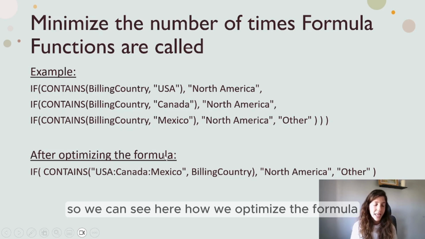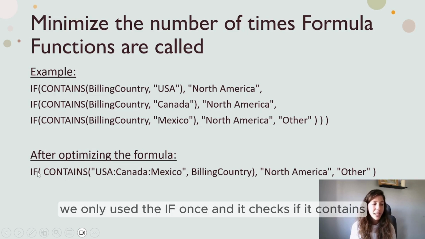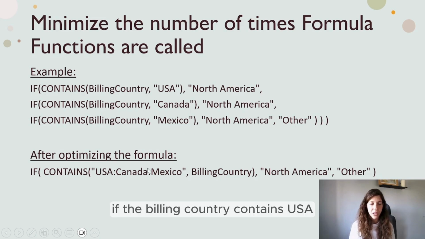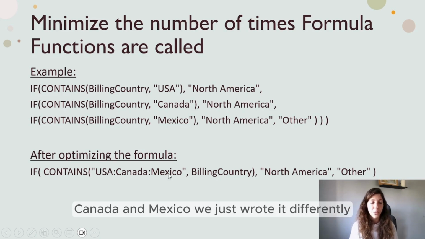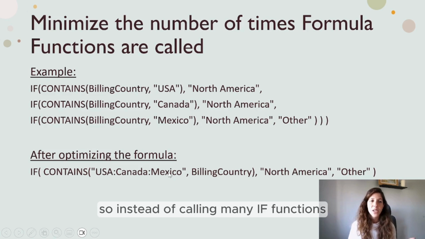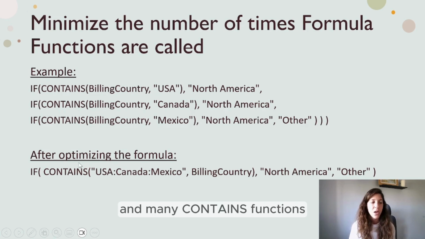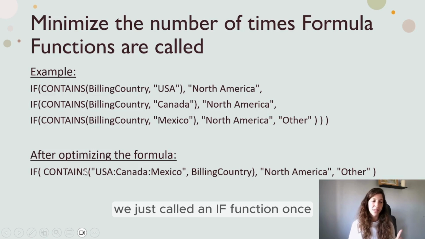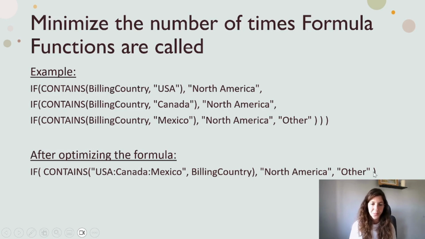So we can see here how we optimize the formula. We only used the if once, and it checks if the billing country contains USA, Canada, and Mexico. We just wrote it differently. So instead of calling many if functions and many contain functions, we just called an if function once and a contain function once.